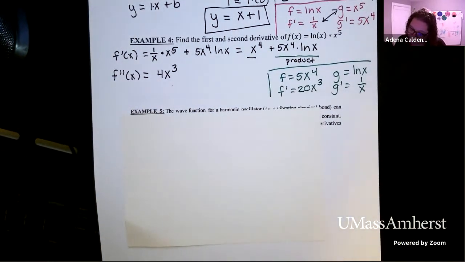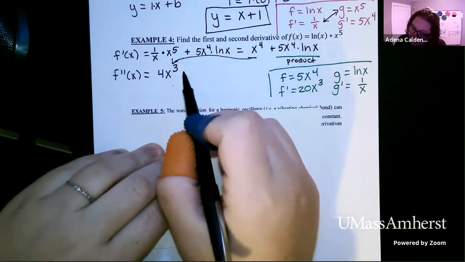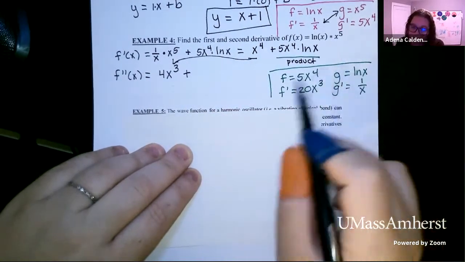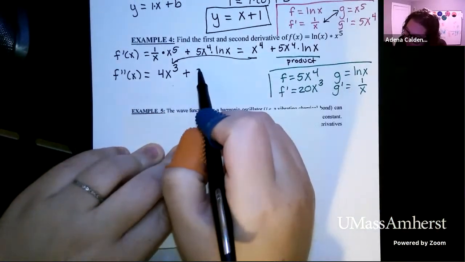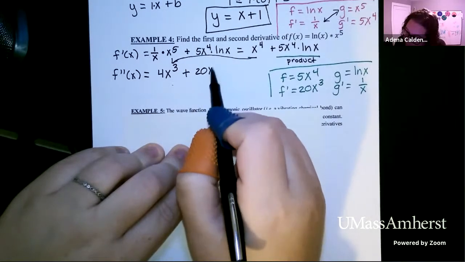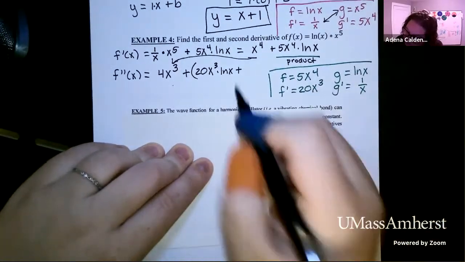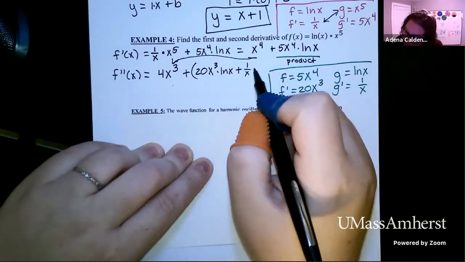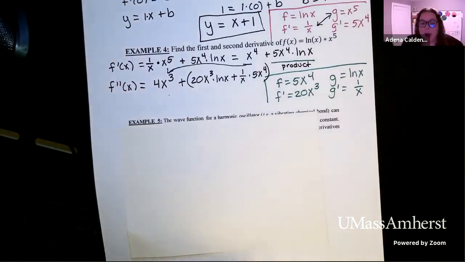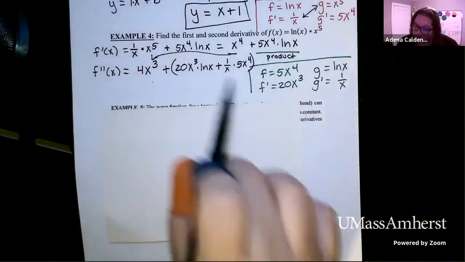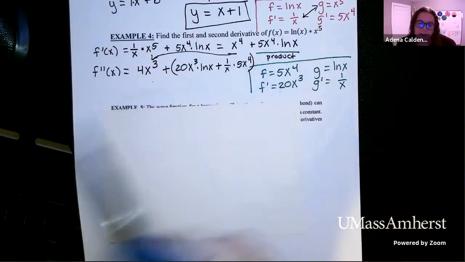So now, what am I doing with this? Well, I'm adding it. So this was the derivative of this piece. Plus, now I'm going to fill in my result from this product rule. So f prime times g is going to give me 20x cubed times ln x plus g prime times f. So 1 over x times 5x to the fourth. So again, I'm going to write it just like I would normally fill in a product rule. I use parentheses here just to highlight that this is the derivative of this whole second term.